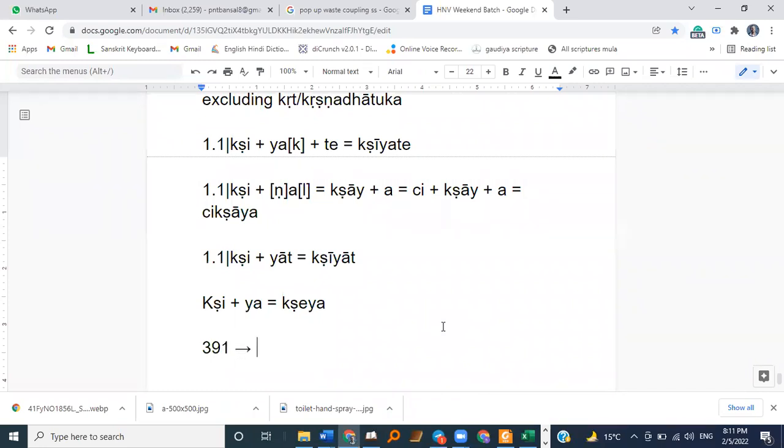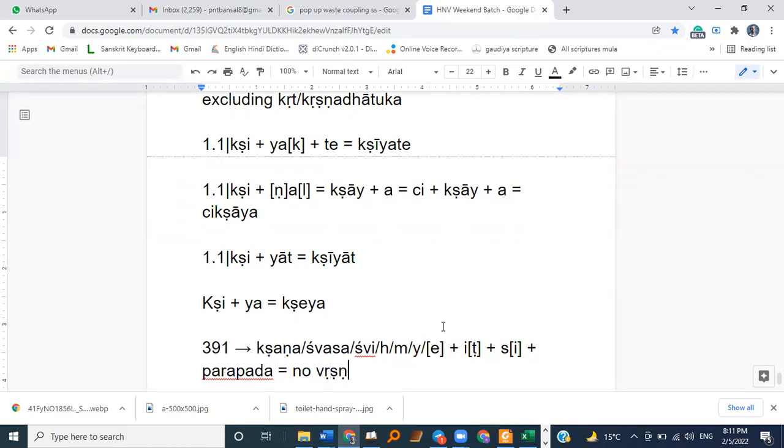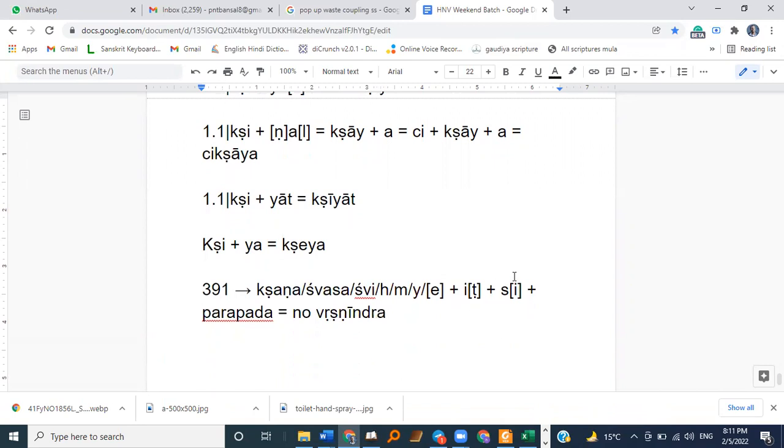That if we have all these dhatus, so they are kshana, shvasa, shvi, dhatus ending with ha, ma, or ya, or dhatus which have the indicator letter a, and then a parapada pratyaya following, in that case, no vrishnindra is done for the dhatus. So it's a nishedha sutra, a prohibitive sutra.